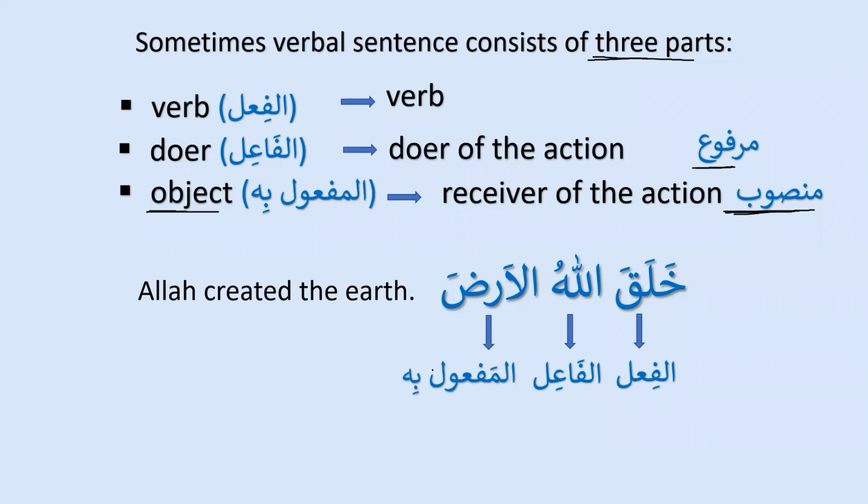al-ard is al-maf'ul bihi. So now all the conditions have been met: the sentence starts with the verb, and then the doer is always marfu', and the receiver of the action is always mansub. So all the three things we can see over here. So here, khalaqallahu al-arda, we have a complete verbal sentence which consists of the subject, the verb, and the object.